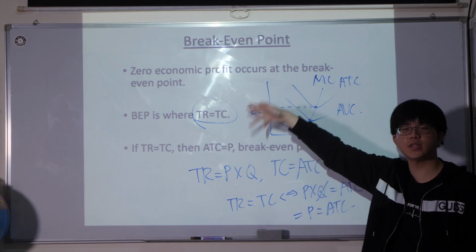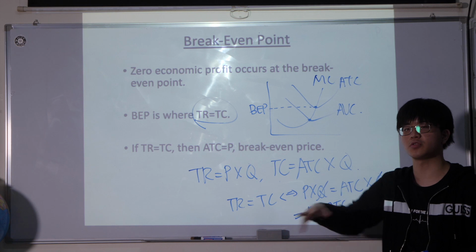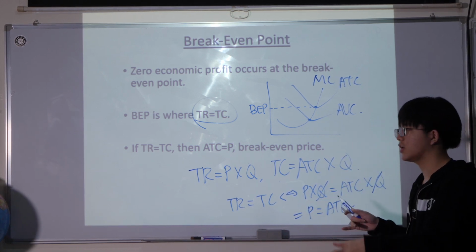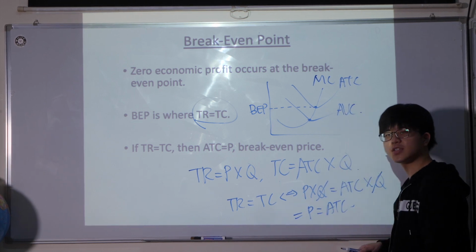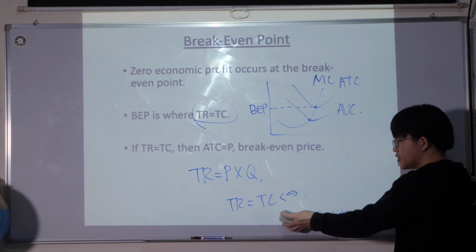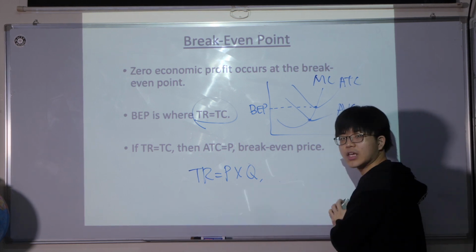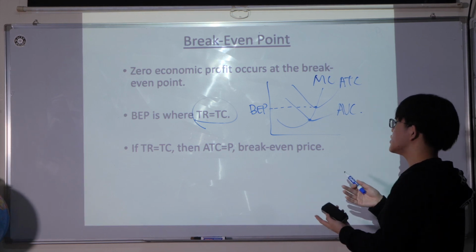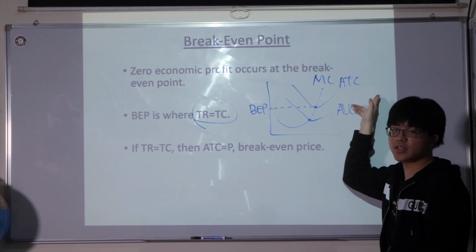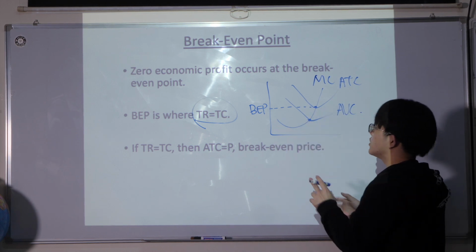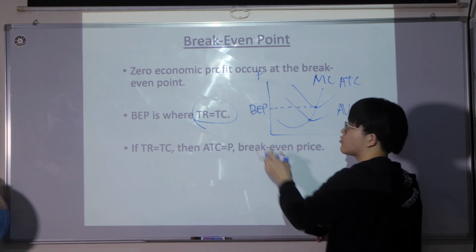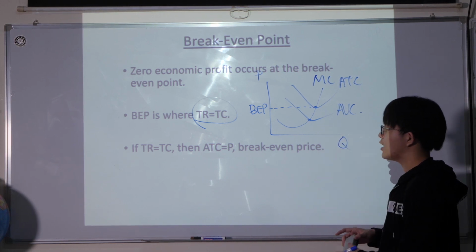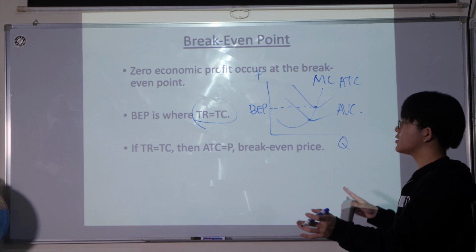When TR equals TC, we usually say it's the break-even point, but you don't really need to differentiate what it means, because usually the exam doesn't ask you about the difference between break-even price and break-even point. You just need to understand where it occurs, which is when ATC is equal to the price. So the y-axis will be labeled as price, and the x-axis will be quantity produced. And now, we'll move on to the next.